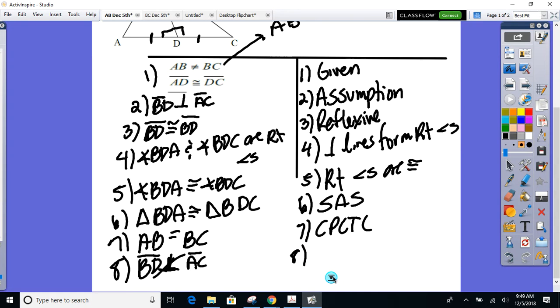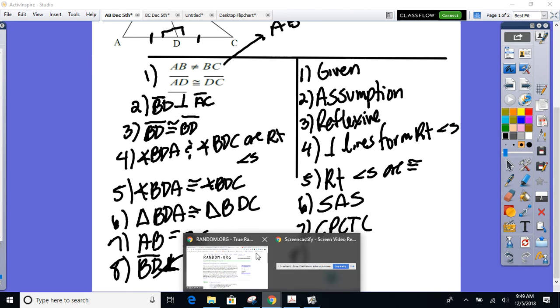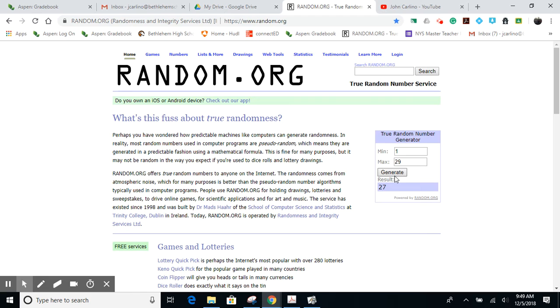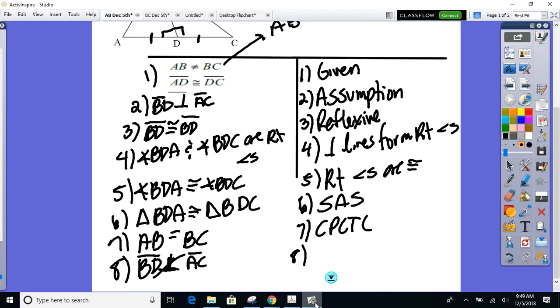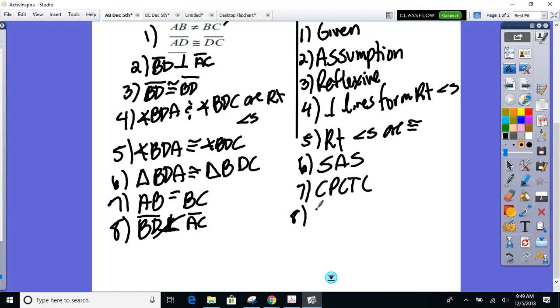What's my final step? Somebody, preferably that was here yesterday. What's our last step here? Yep. What lines in particular in this proof? So 1 and 7.